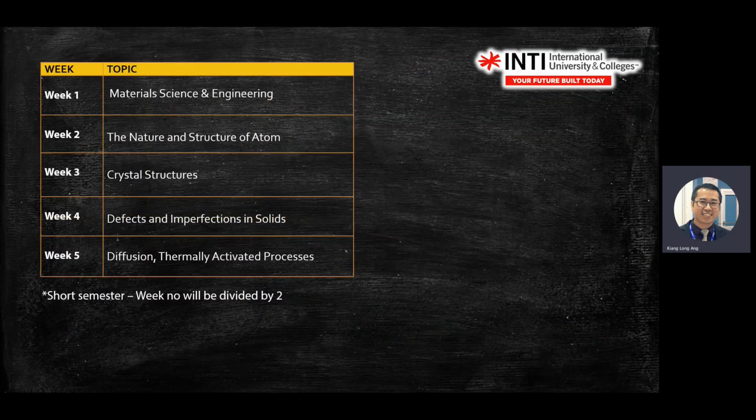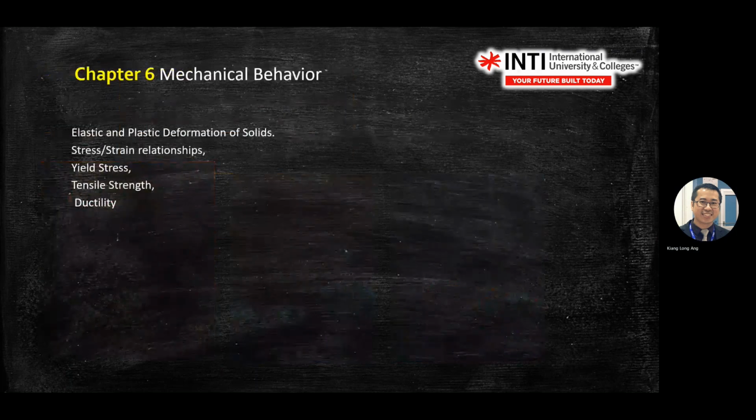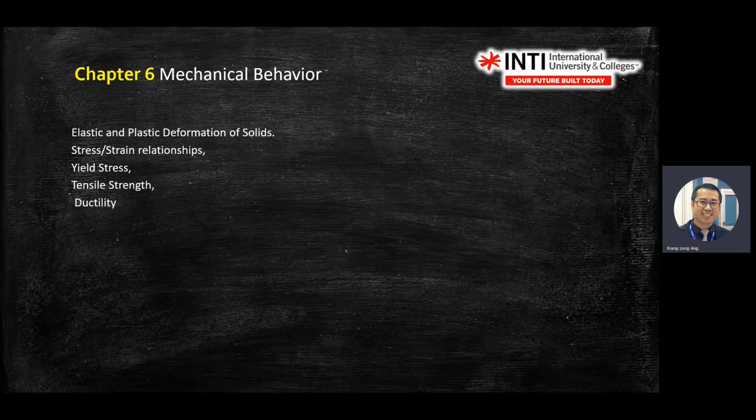So today we go into chapter 6, which deals with mechanical behavior. So we will deal with material properties that you can test, you can pull, and so on. This one is also part of your lab experiment. So we'll look at what we mean by plastic deformation, what we mean by yield stress, tensile strength, ductility, and so on.